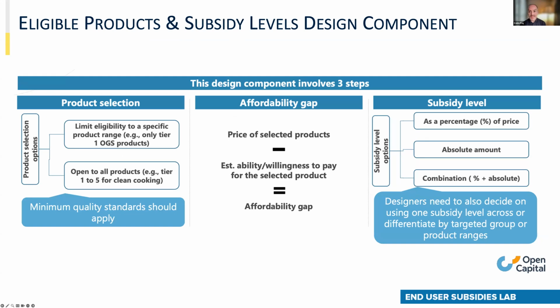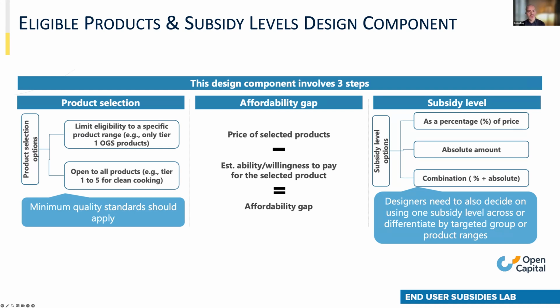Looking specifically at the second design component and the topic for today's discussion, I wanted to share a quick preview of how we're thinking about eligible products and subsidy levels within the design framework. There are 3 key steps outlined in the draft framework. The first is product selection, where the key choice that designers have to make is whether to limit product eligibility to a specific product range, or to consider subsidies for all of the products in a category. In either case, obviously minimum quality standards or standards of performance should apply, and these should be products that are designed to meet the specific needs of the beneficiaries being targeted by the subsidy program.